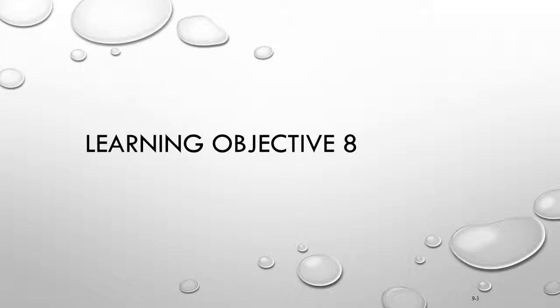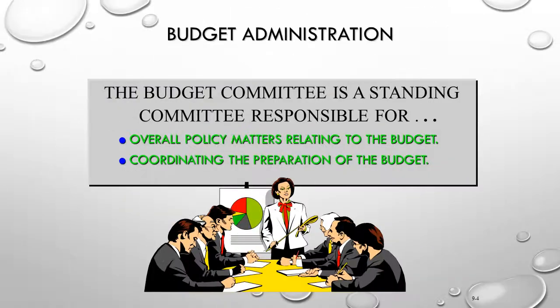Learning Objective 8. Describe a typical organization's process of budget administration. In small organizations, the procedures used to gather information and construct a master budget are usually informal. In contrast, larger organizations use a formal process to collect data and prepare the master budget. Such organizations usually designate a budget director or chief budget officer, who is often the controller.